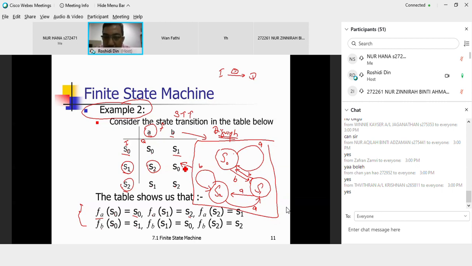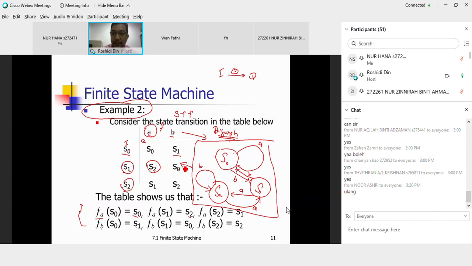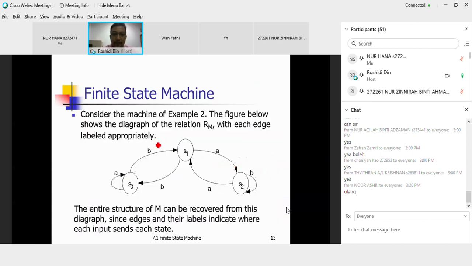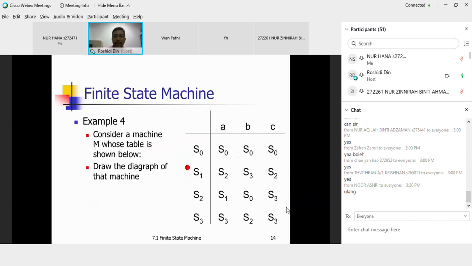Class, okay? This one is very important. Given a state transition table, please use the diagram, so from here, transform to here. Once we put it in proper way, it will look like this. This is based on example 2. Next example, actually this one is example 3.